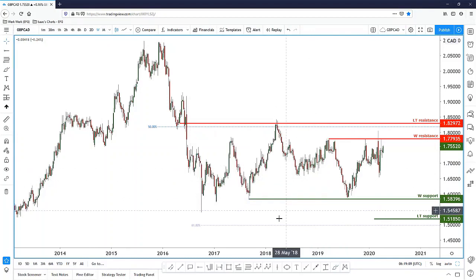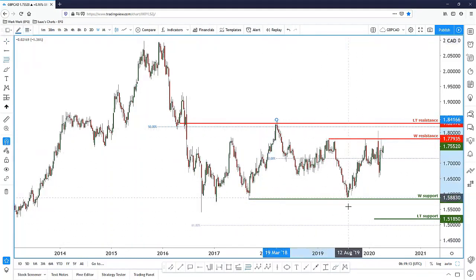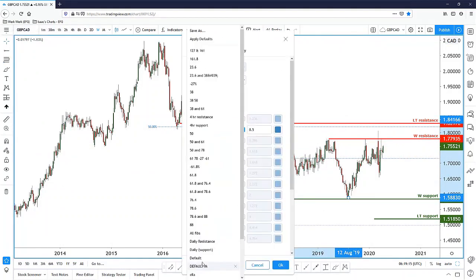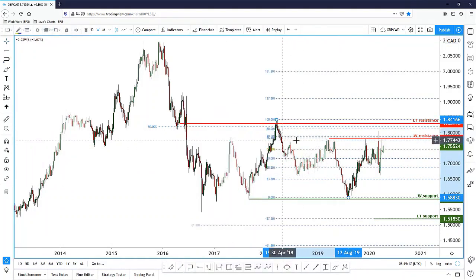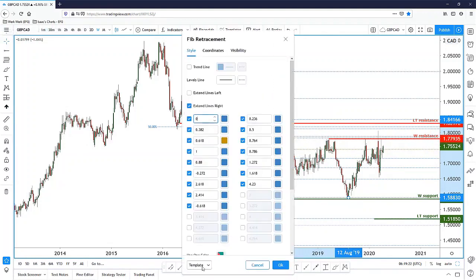With that, we want to confirm this with a Fibonacci ratio. We take a retracement from this swing high here to the swing low. We open up all Fibonacci ratios. And we see that this weekly resistance falls in line with the 76.40 retracement.